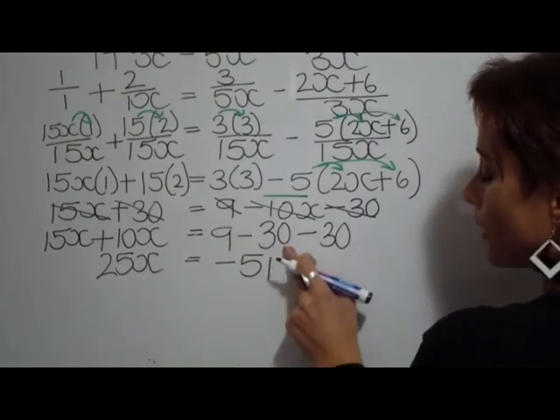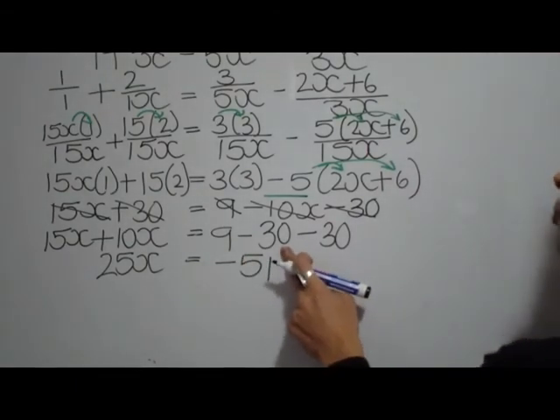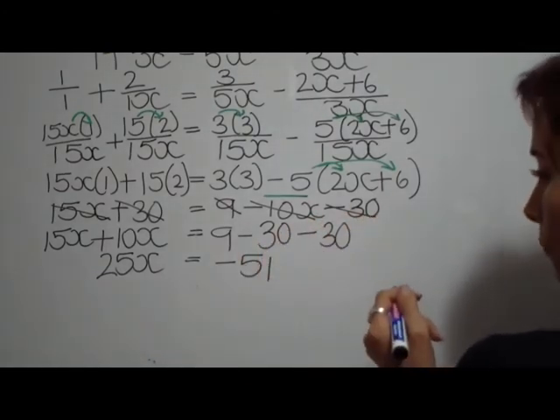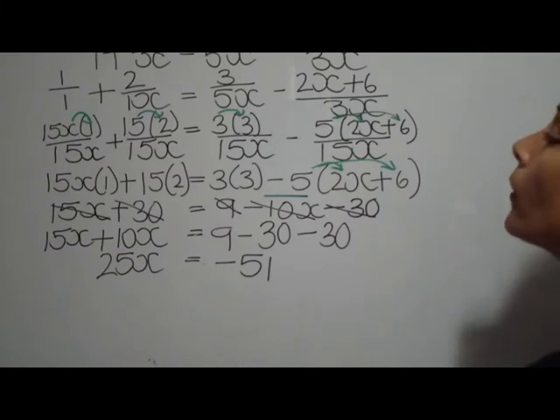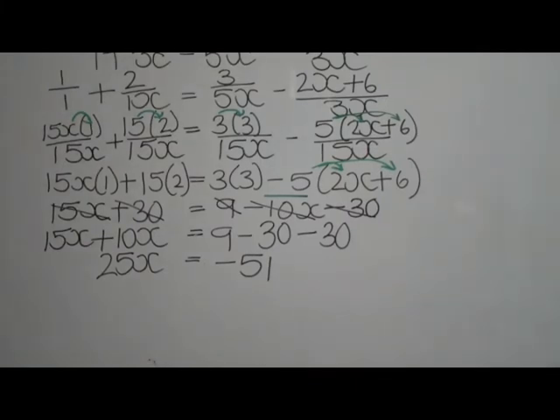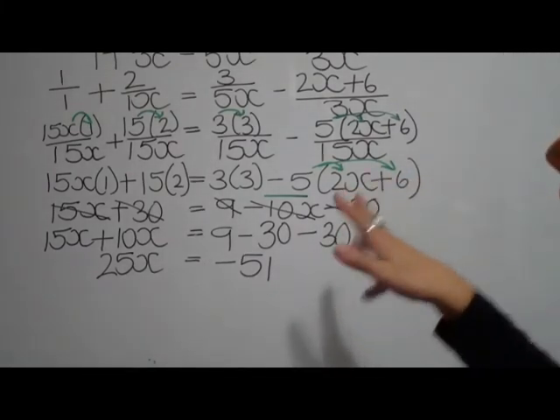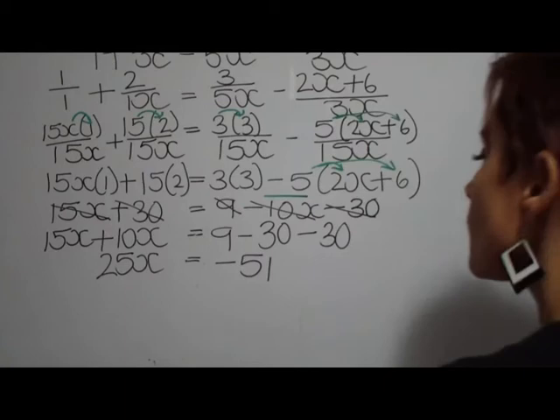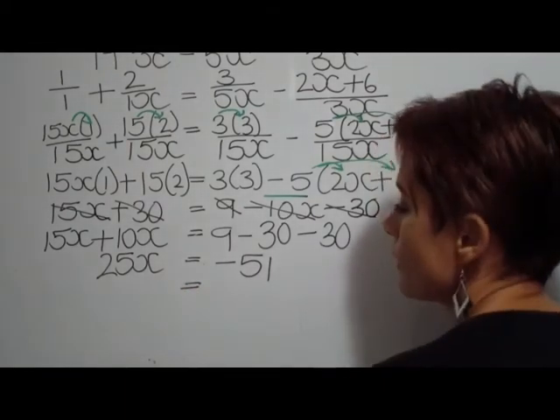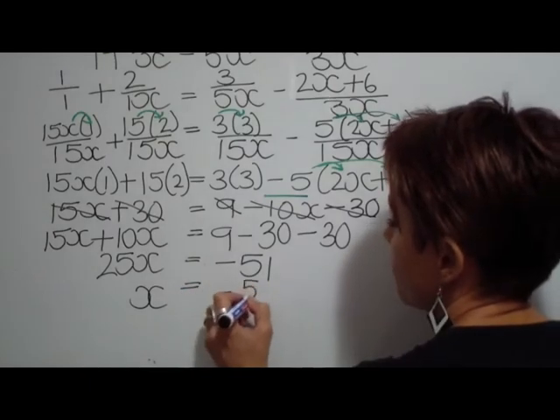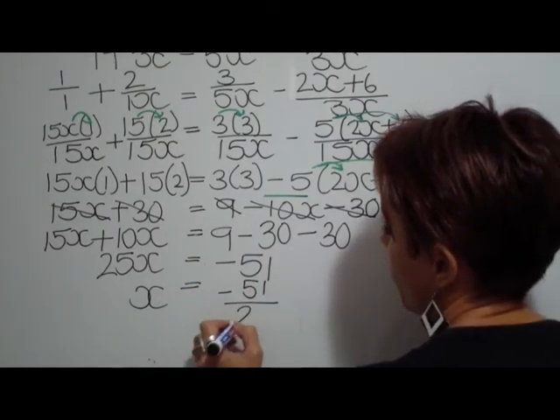9 minus 30, julle skies, is negatief 21. Negatief 21 minus nog 30 is negatief 51. Now don't get afraid when you get to this and say, oh, what's going on? It's okay. If we've been checking our work carefully and we've made sure we've worked correctly, then sometimes you get to an answer like this. You say, okay, therefore x is then equal to negative 51 over 25.